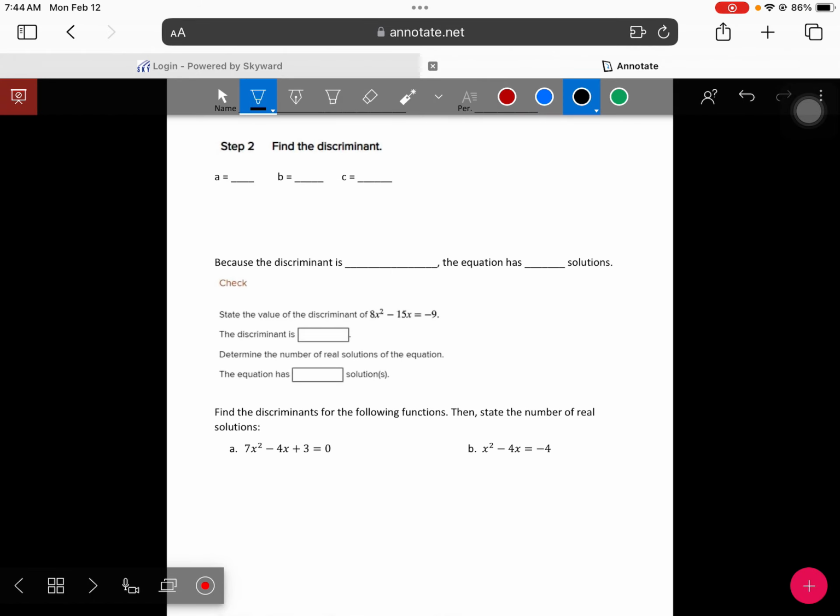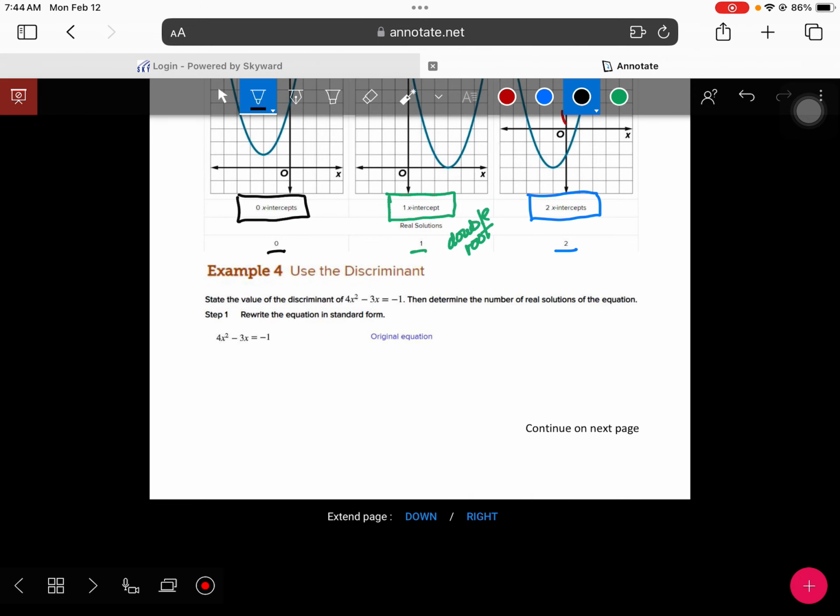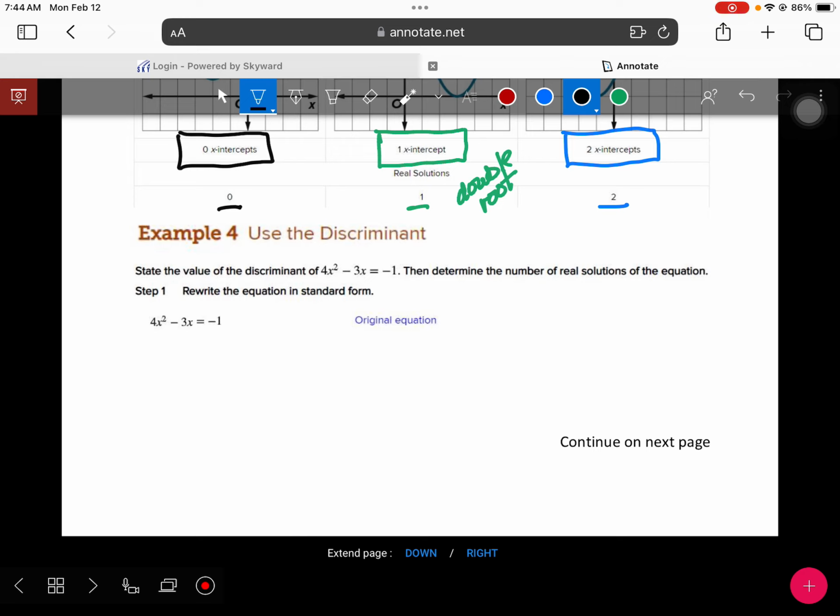Okay. All right, so let's look at example 4. It says, use the discriminant. State the value of the discriminant of 4x squared minus 3x equals negative 1. Then determine the number of real solutions of the equation. So step 1 is to rewrite the equation in standard form. What the heck are they talking about there? Say it again. Ax squared plus bx plus c equals 0.